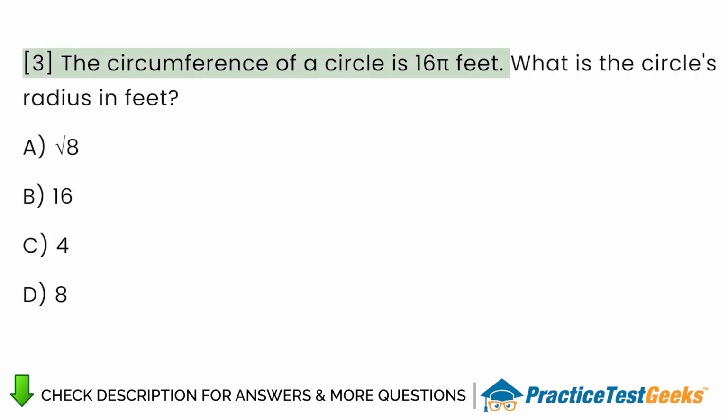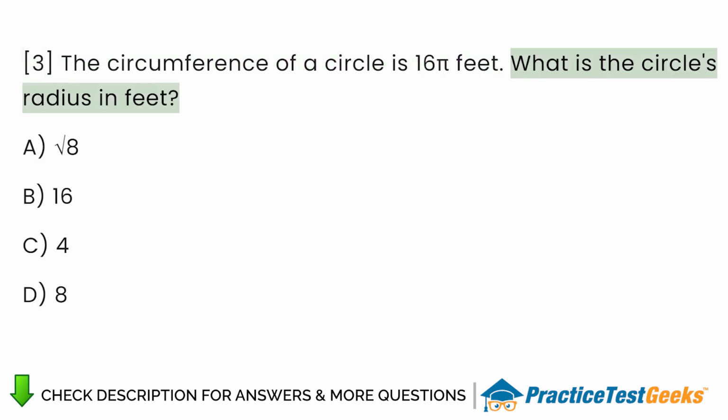The circumference of a circle is 16 pi feet. What is the circle's radius in feet? A. 8. B. 16. C. 4. D. 8.